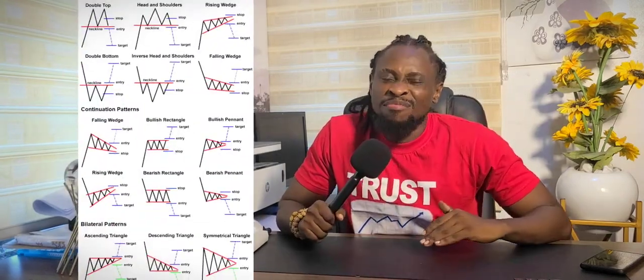Chart patterns. Now, chart patterns are almost similar to candlestick patterns because we use them to determine the direction of price, or what price wants to do. But the major difference between chart patterns and candlestick patterns is that with chart patterns, you analyze a larger number of candles, unlike candlestick patterns where you analyze like 3 candles, or 1 candle.